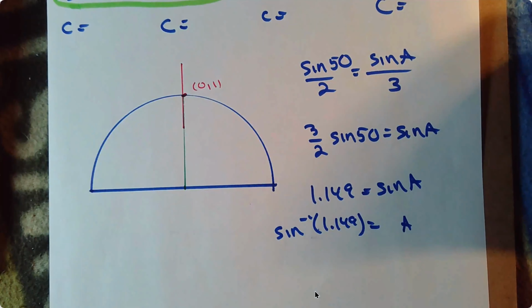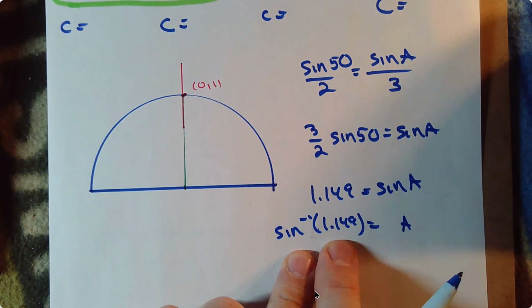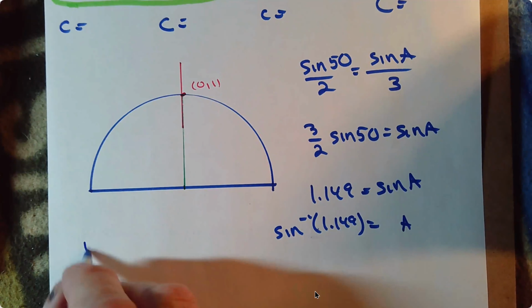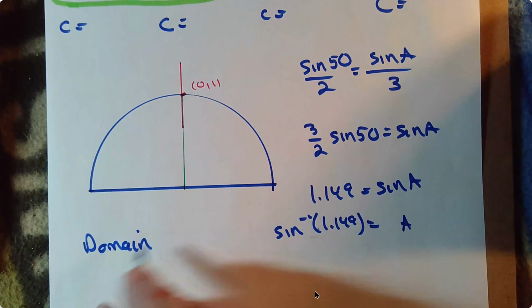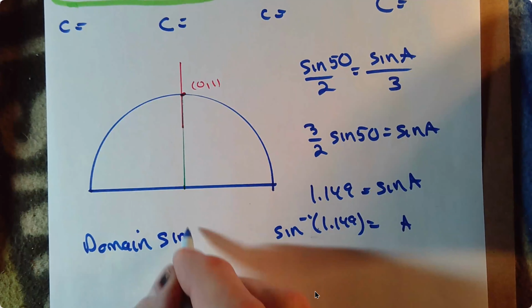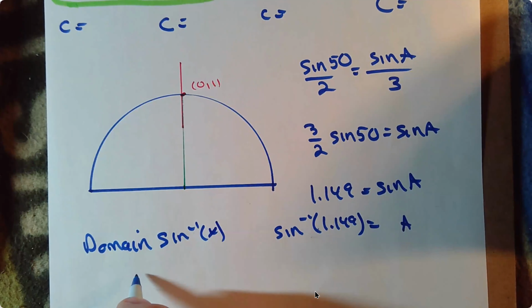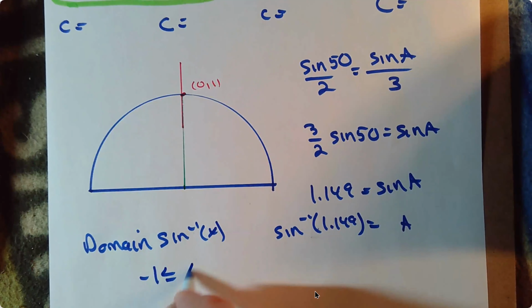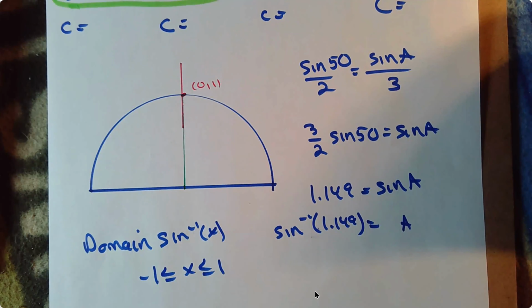Another way to think of it is that the domain of the sine inverse of x is -1 less than or equal to x less than or equal to 1. So anything outside of that is going to give you an error.